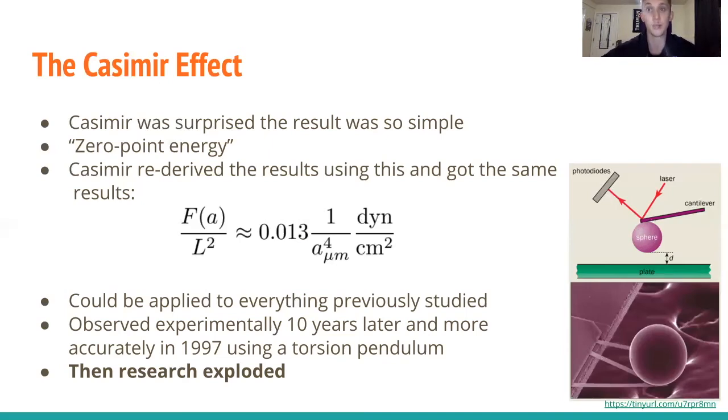And so then research exploded, because everyone saw how easily you could detect it with this kind of system.